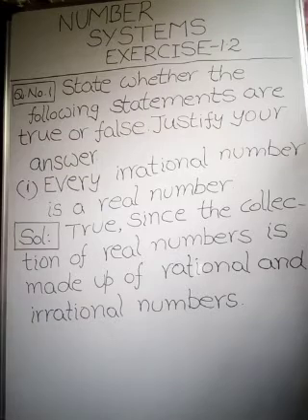In the real numbers, all the rational numbers will be there and all irrational numbers also will be there. So every rational number is a real number. Similarly, every irrational number is also a real number. But the converse need not be true. Understood, my dear children? Right.